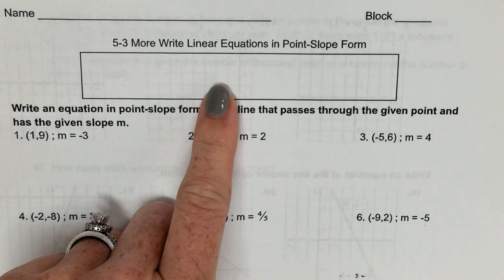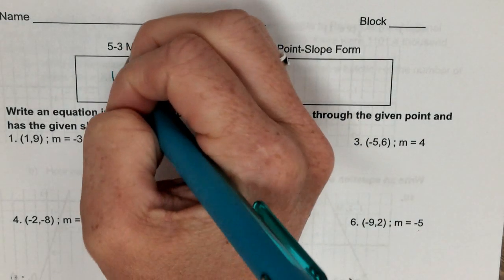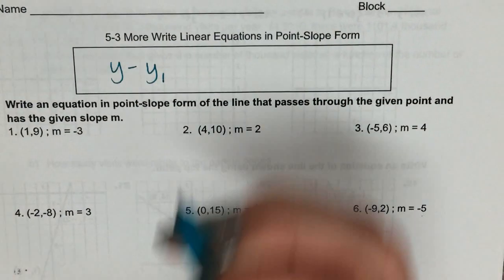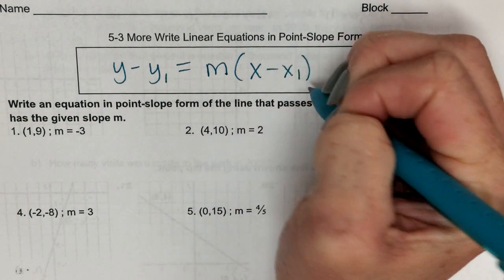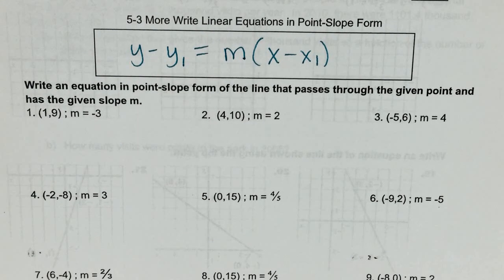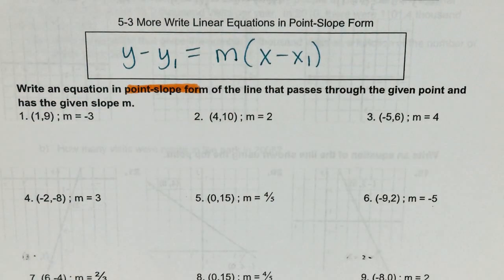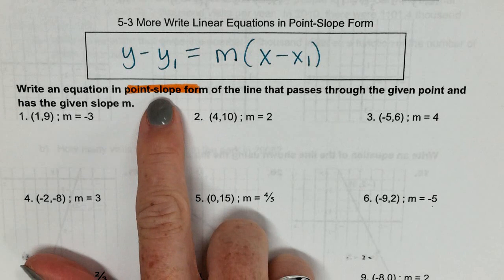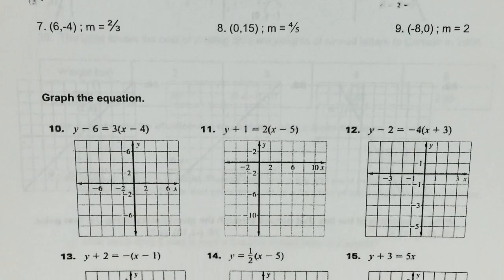So right at the top, I want you to write the point-slope form that's from your star chart. So y minus y1 equals m, open parentheses, x minus x1. So on 1 through 9, it says write an equation, and then it's very specific in point-slope form. If you put it in slope-intercept, it's wrong. Even though it's the exact same equation, it's asking for it in this form. Does that make sense?